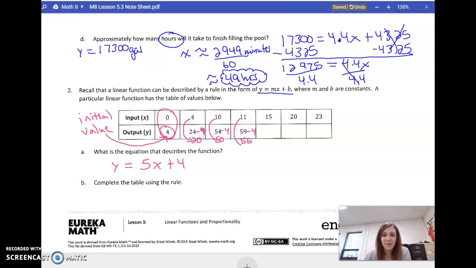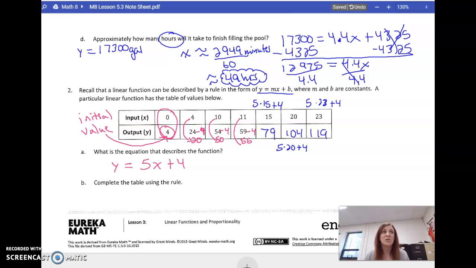So completing the table, I just got to plug things in here. 5 times 15 plus 4, that's 79. Inputting it for x, 5 times 20 plus 4 is 104. And 5 times 23 plus 4 is 119.